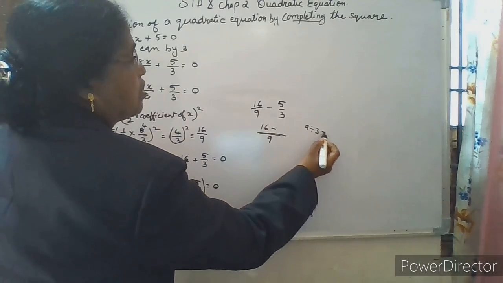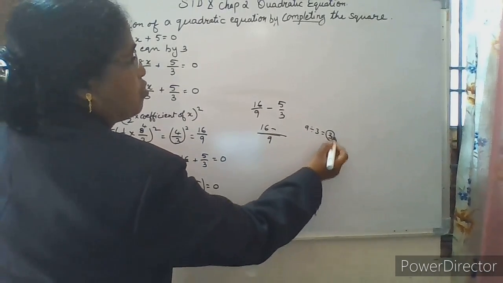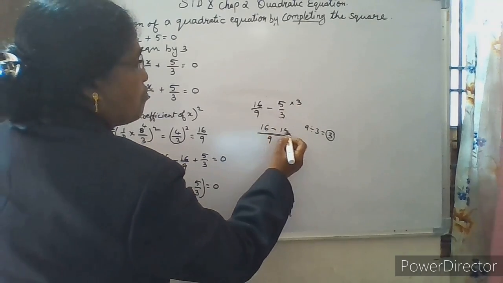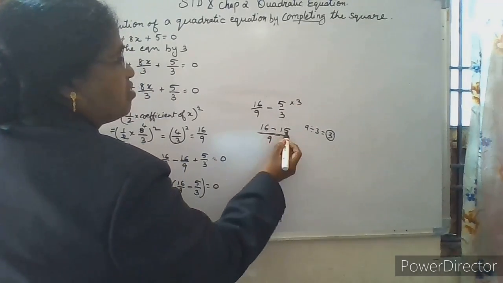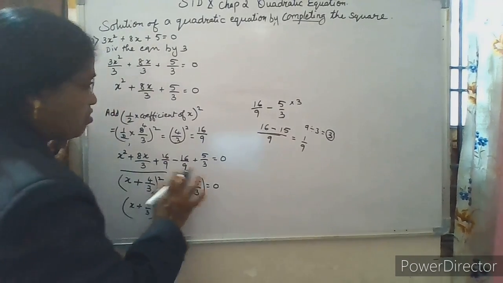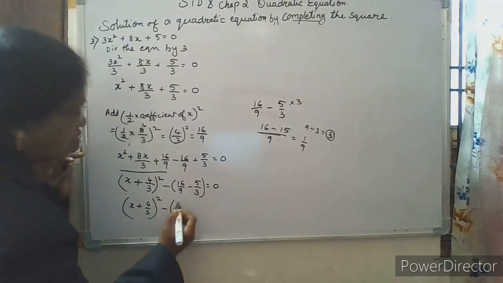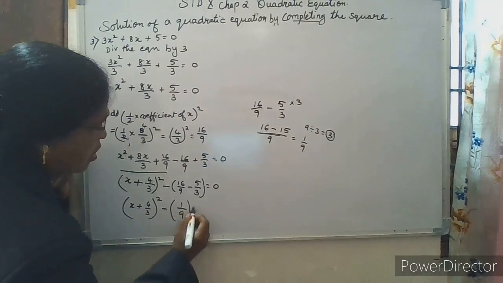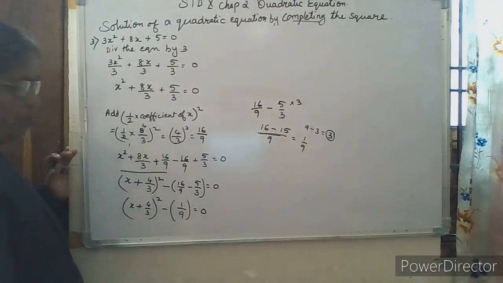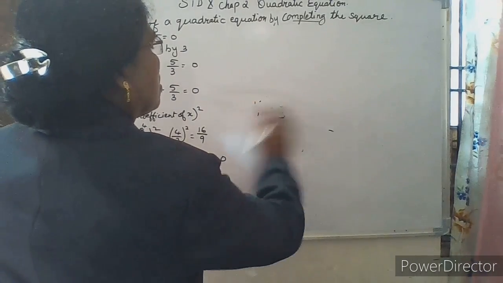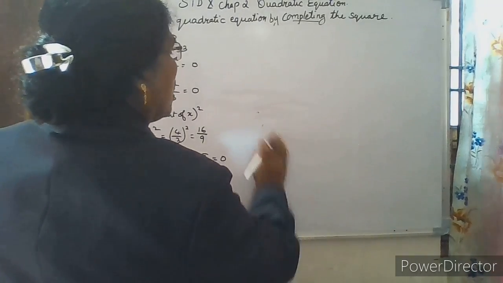9 divided by 3 is equal to 3. So this 3 is multiplied by this 5: 5 threes are 15. So 16 minus 15 is equal to 1 by 9. So the solution of this is 1 by 9, equal to 0, in this way. Now I will take this minus 1 by 9 to the other side.